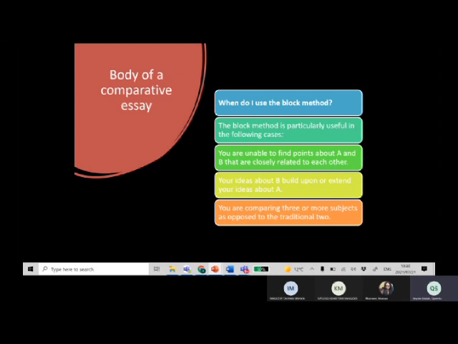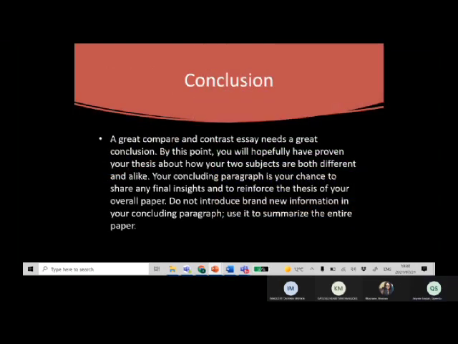Your ideas about B build upon or extend your ideas about A. You are comparing 3 or more subjects as opposed to the traditional 2. So you see that with the block, when comparing 3 things or 4 things or 5 things, the block might be better. You finish one, you go to the next, and so on and so forth. But the A, B, the zigzag, or the alternative method is very effective when comparing 2 things.